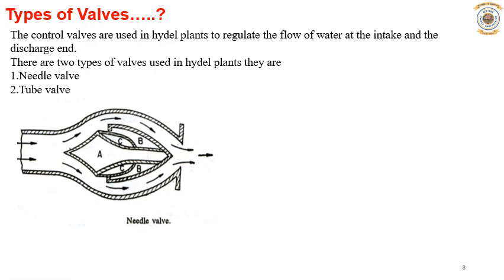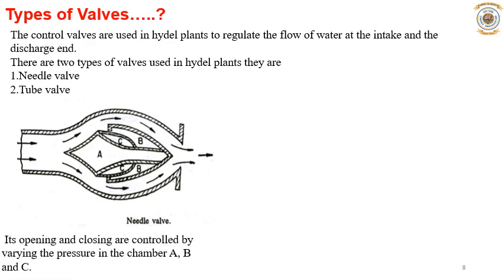And releasing pressure in chambers A and B, which are interconnected. To close the valve, the pressure is increased in chambers A and B, while pressure in chamber C is released or exhausted to the atmosphere. So its opening and closing are controlled by varying the pressure in chambers A, B and C.